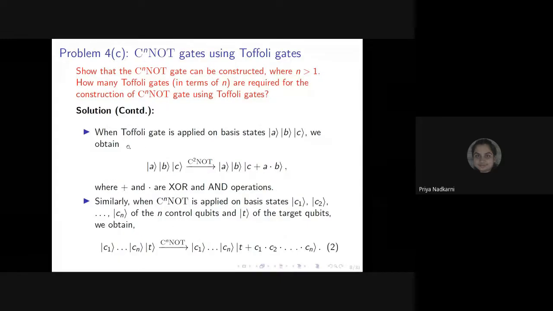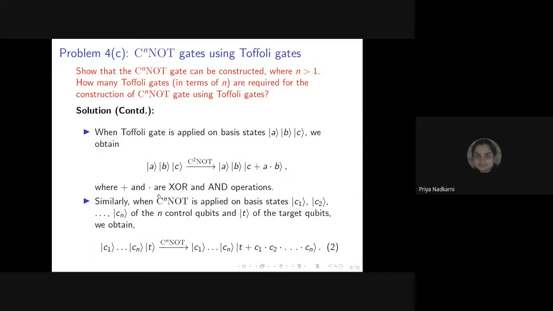First, let's see what happens when a Toffoli gate is applied to the basis states, because, as we know, all unitary operators, and especially the Toffoli gate, are unitary. When we apply a unitary operator on a superposition, it's equivalent to applying the operator and then taking the superposition. So let's just look at the basis states. When the Toffoli gate is applied on the basis states A, B, and C, then A and B do not change. But for C, only if A and B are in state 1 do we flip it. So this is equivalent to C plus A into B, where plus is the XOR operation and dot is the AND operation.